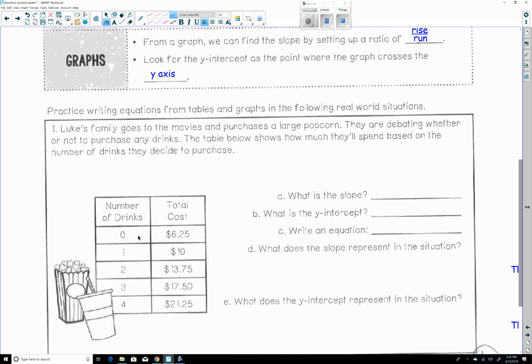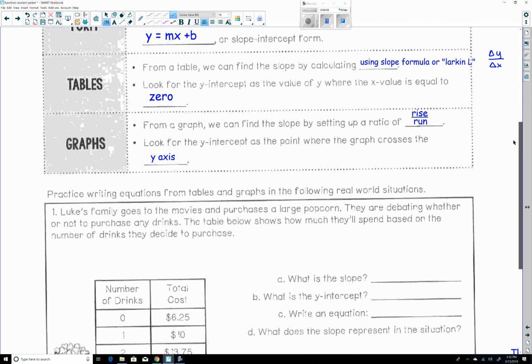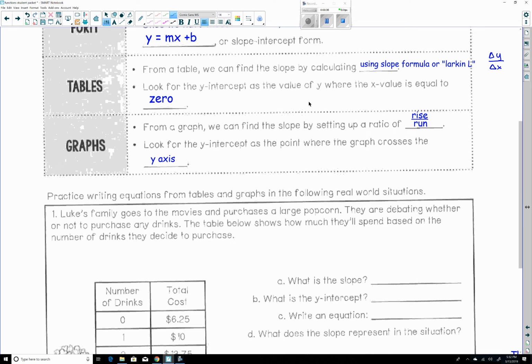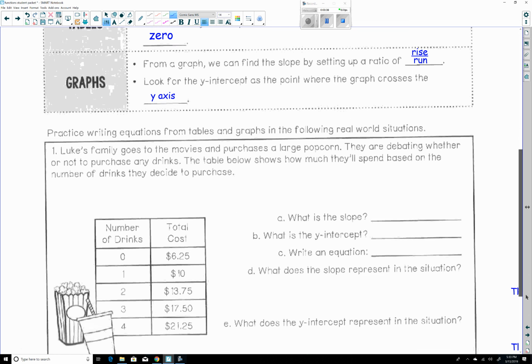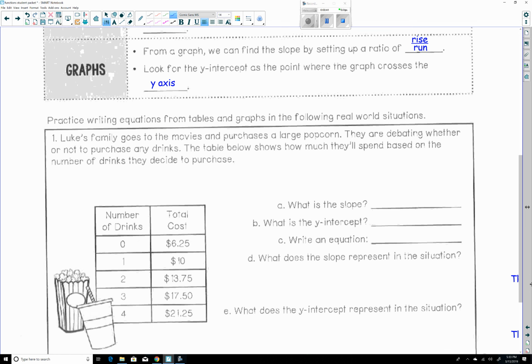At 0 drinks, we're spending $6.25. So again, from looking up here at our notes on a table, look for the y-intercept as the value of y where the x value is equal to 0. So our y-intercept in this table is $6.25. That one's pretty easy to figure out.